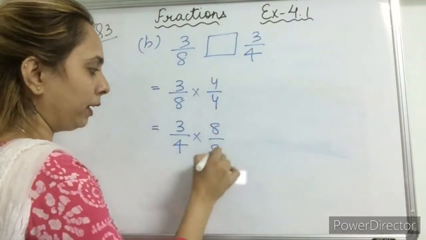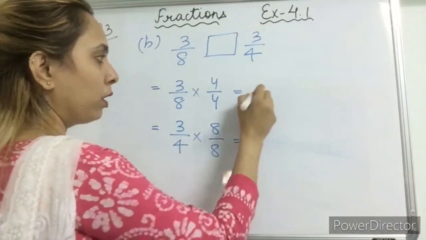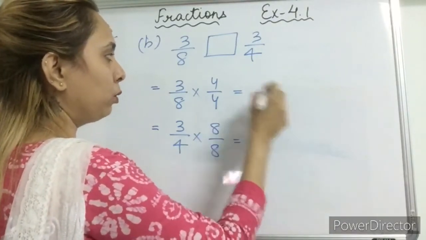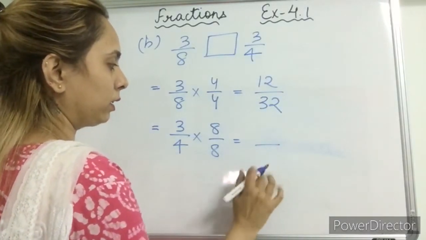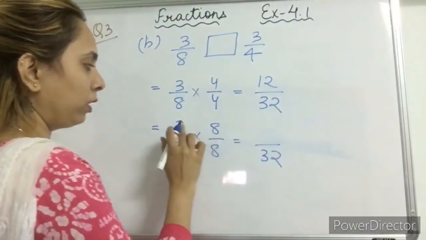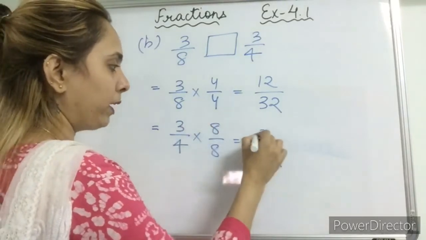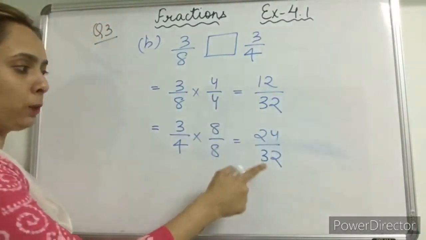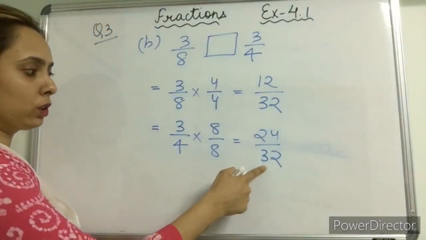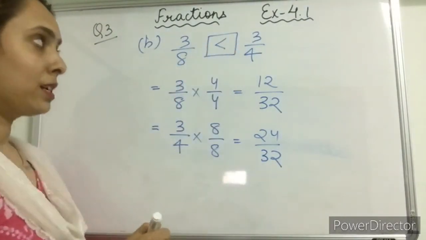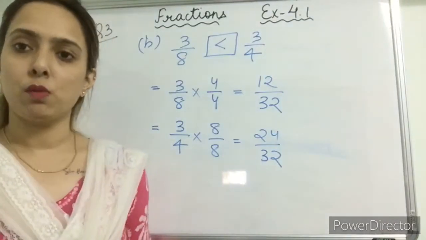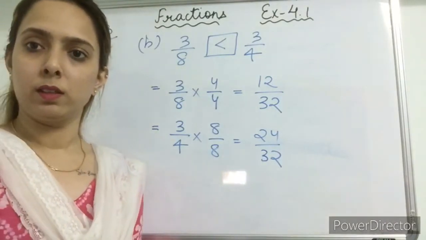So 8 4s are 32, 4 3s are 12. So 4 8s are 32, 8 3s are 24. So here we can see that 24, this one is greater. So this we have got from 3 upon 4. So automatically 3 upon 4 is greater. This was question number 3.